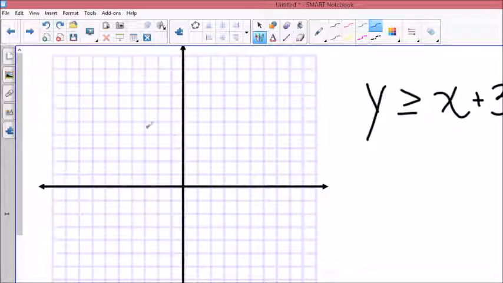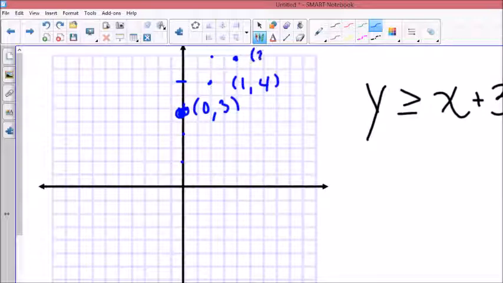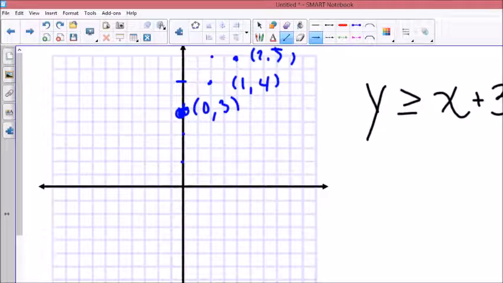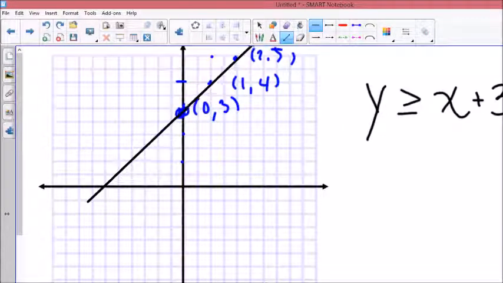So if I go up to a y-intercept of 3, I am right here, 0, 3. And my slope is 1. So I rise 1 and run 1. Rise 1, run 1. Okay, so on up the ladder there. Now if I want to draw that line, I'm going to connect those dots.